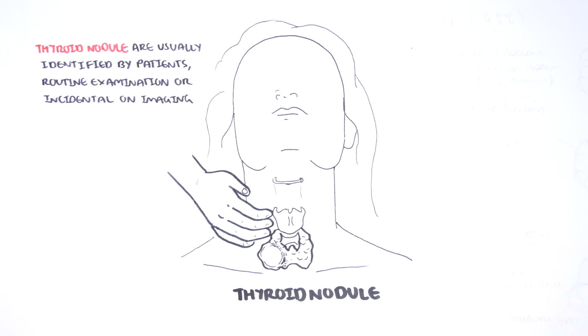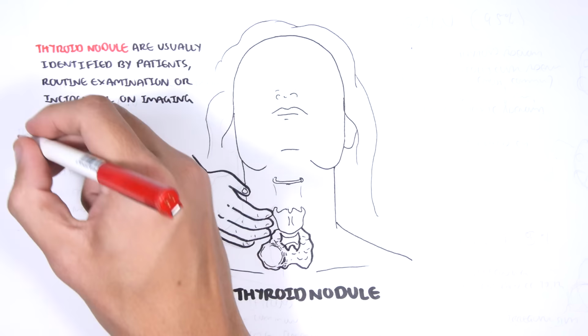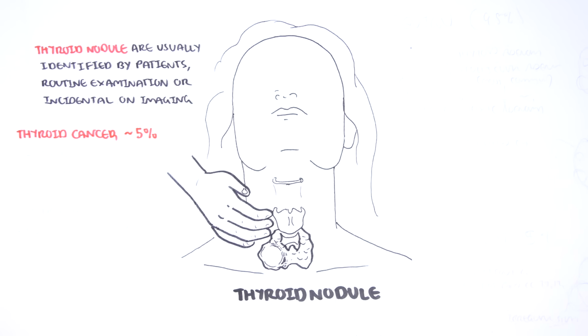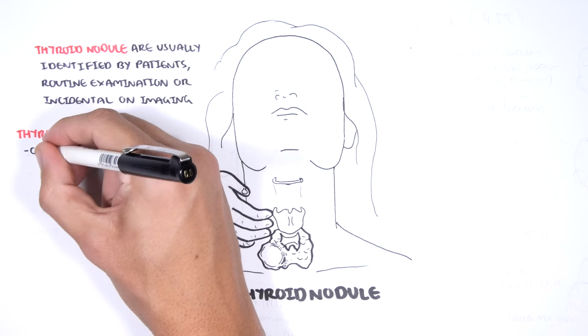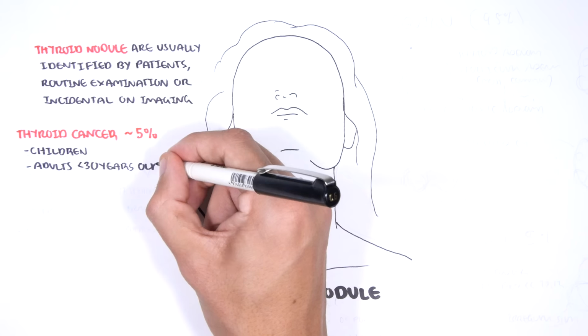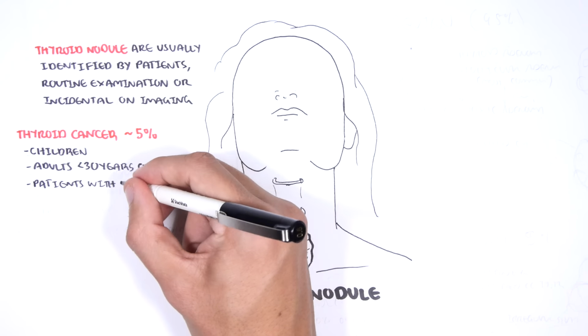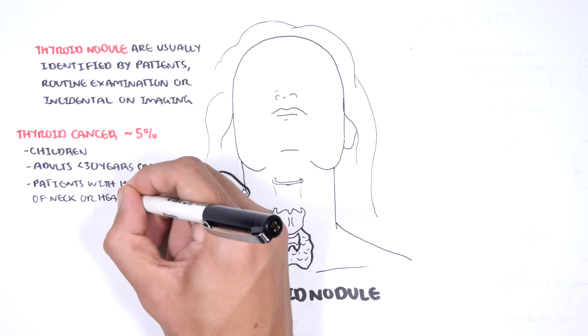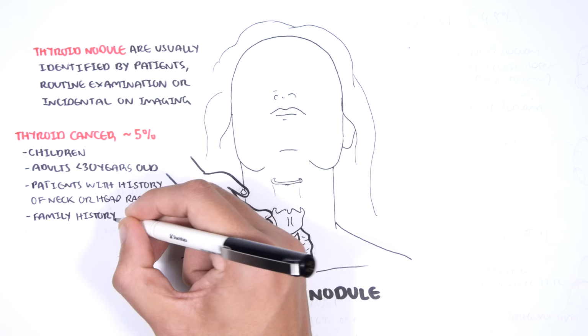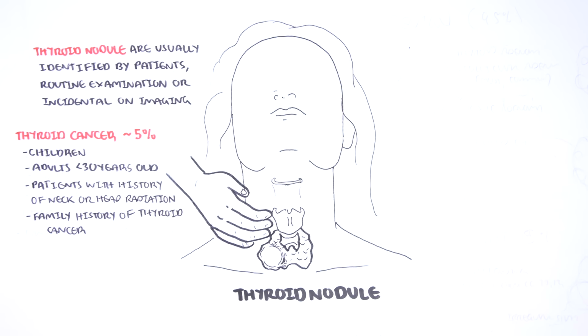or CT chest. When someone notices a lump on their neck or thyroid, I guess one of the most concerning things is, could this be cancer? The majority of thyroid nodules are benign. Thyroid cancer makes up about 5% of the cases, and there are factors that increase the suspicion of cancer, such as if the thyroid nodule is in children, young adults, a person with a history of radiation to the neck or head, and also someone who has a family history of thyroid cancer.